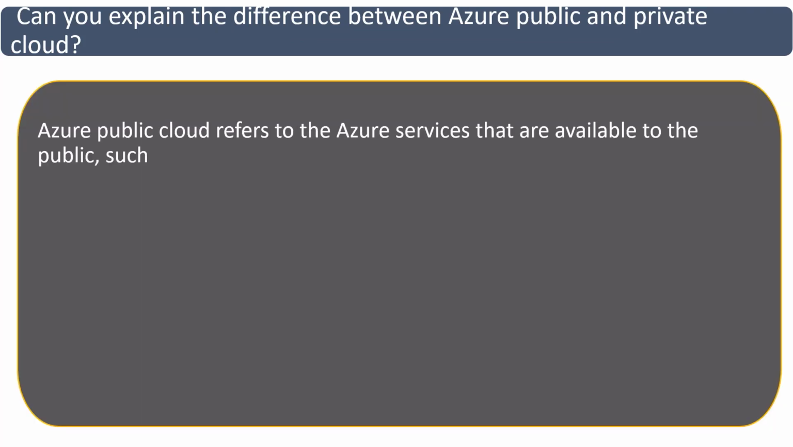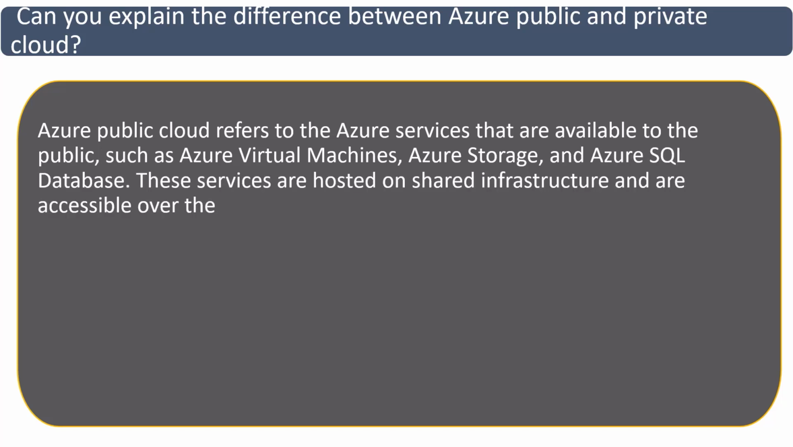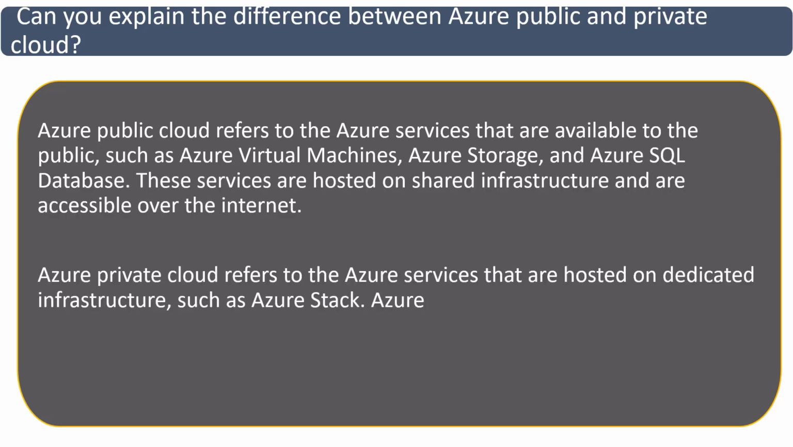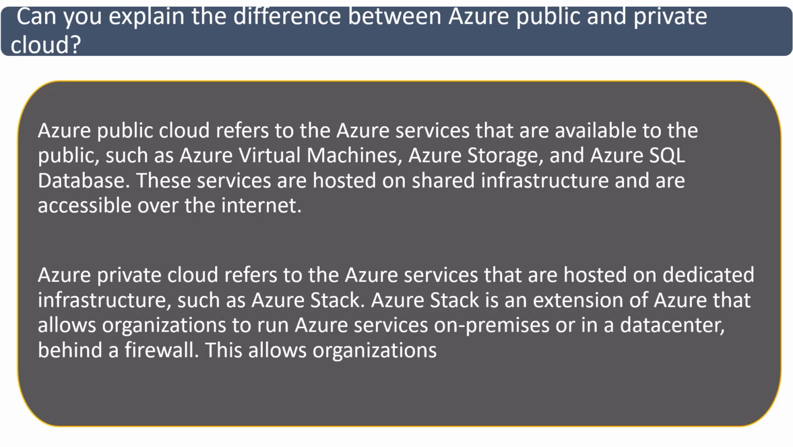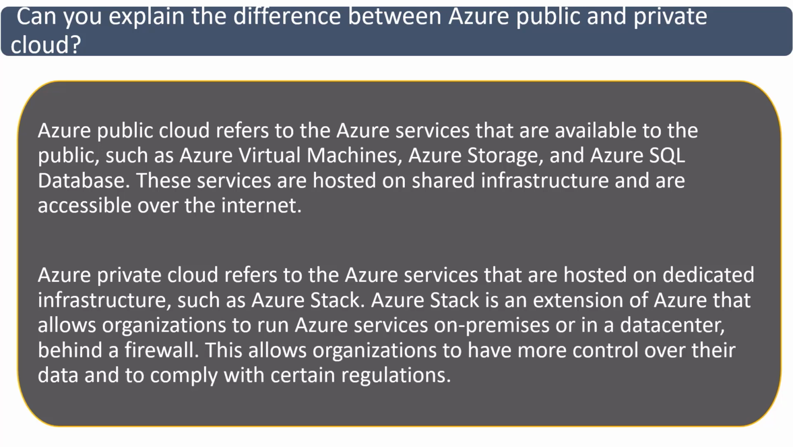Can you explain the difference between Azure Public and Private Cloud? Azure Public Cloud refers to the Azure services that are available to the public, such as Azure Virtual Machines, Azure Storage, and Azure SQL Database. These services are hosted on shared infrastructure and are accessible over the Internet. Azure Private Cloud refers to the Azure services that are hosted on dedicated infrastructure, such as Azure Stack. Azure Stack is an extension of Azure that allows organizations to run Azure services on-premises or in a data center, behind a firewall. This allows organizations to have more control over their data and to comply with certain regulations.